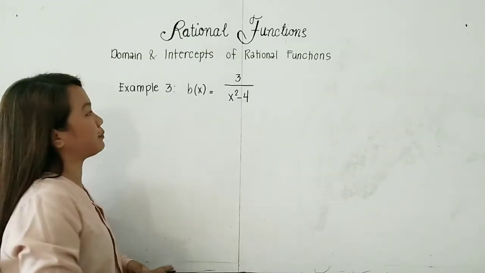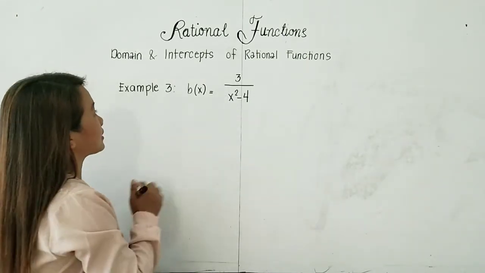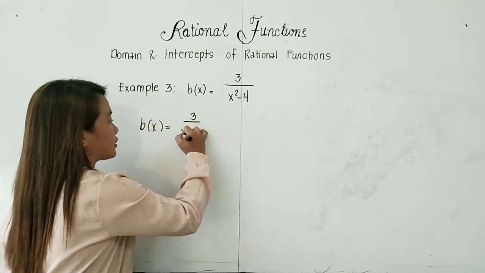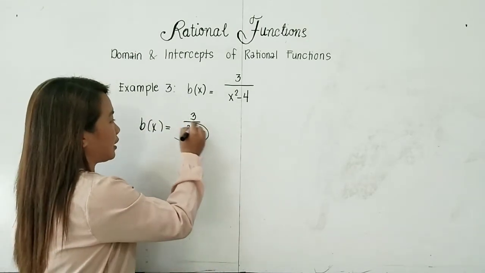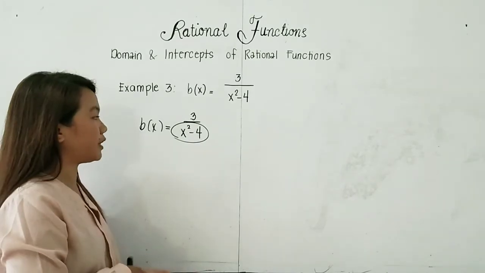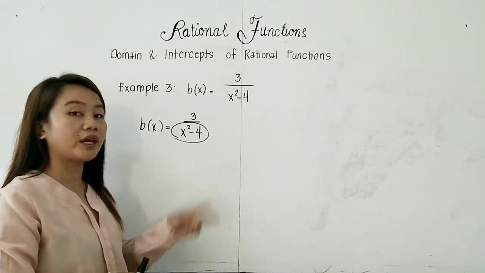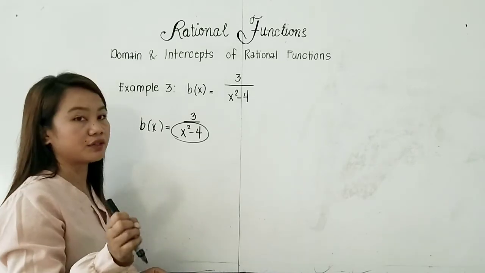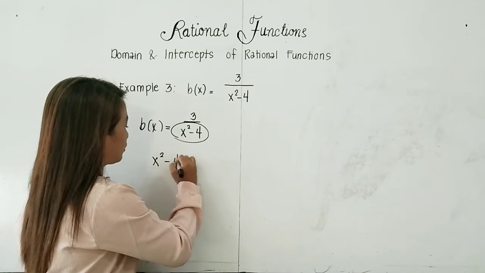Next example, we have b of x is equal to 3 all over x squared minus 4. So first, let us get the domain. In finding the domain, we will just focus on the denominator because we are looking for the restriction in the domain of b of x. Since our denominator is a quadratic function, we can expect two restrictions in the domain. So we have two values of x. So we will equate x squared minus 4 to 0.